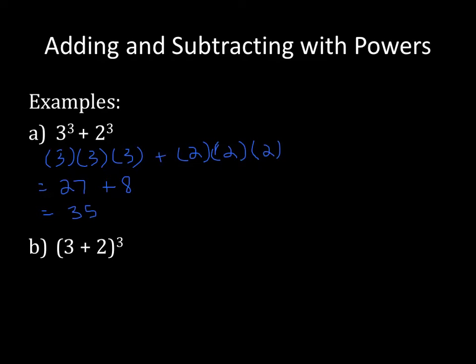For example B, we have 3 plus 2, all cubed. In this example, we need to evaluate the expression in brackets first. So 3 plus 2 gives us 5. And 5 to the third power is equal to 5 times 5, which is 25, times 5, which gives me 125.